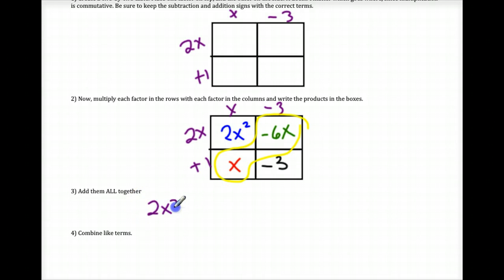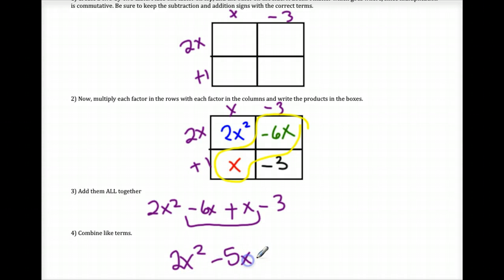So it becomes 2x squared, well, not plus since this is a minus 6x, 2x squared minus 6x plus x minus 3. These are my like terms, the ones with x that I did across. So when I put these together, it becomes 2x squared minus 5x minus 3. And this is my final answer.